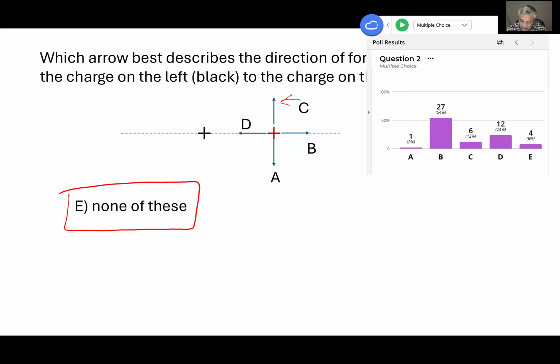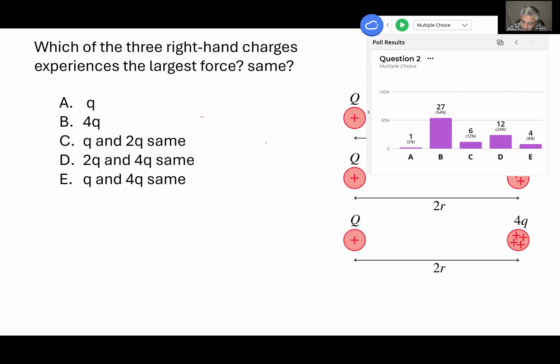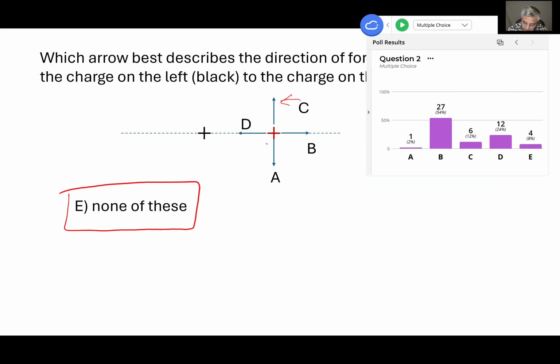Okay, but we also have C and quite a few D as well. So D would be the case if one of these was negative, either this negative or that negative, then D would be the answer.